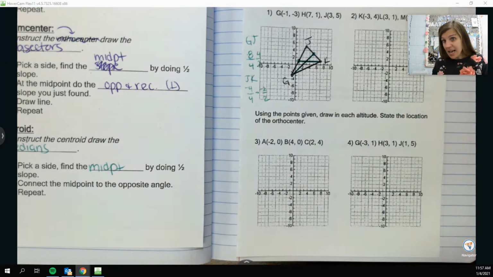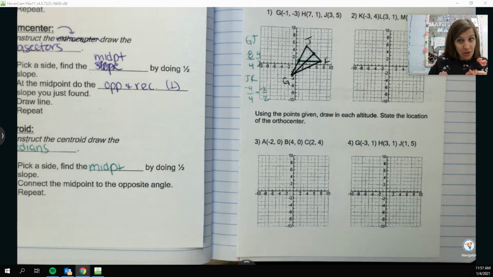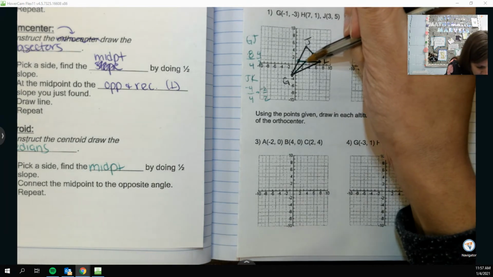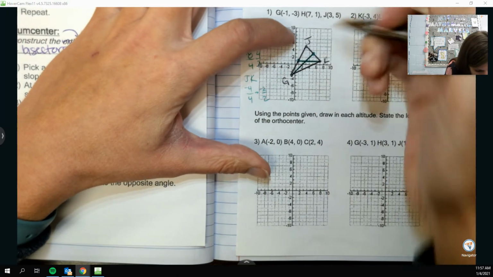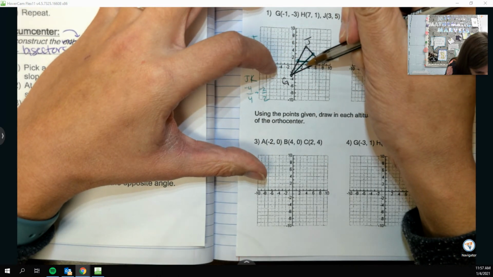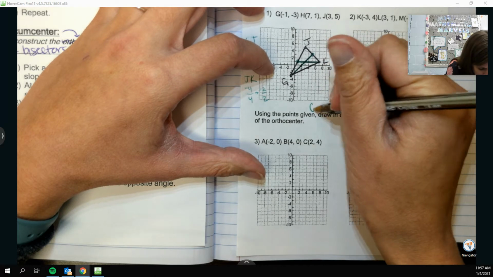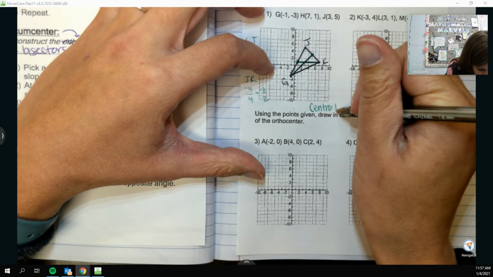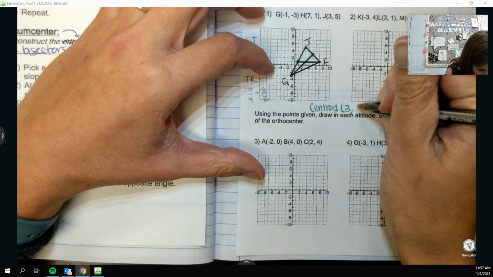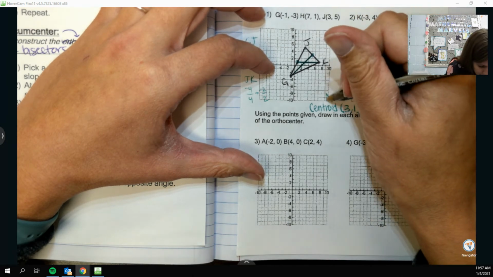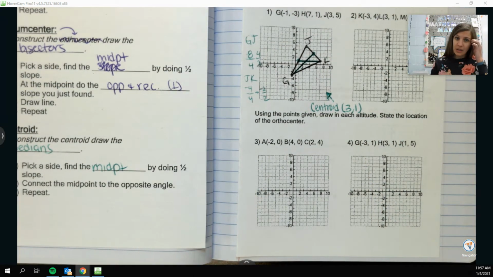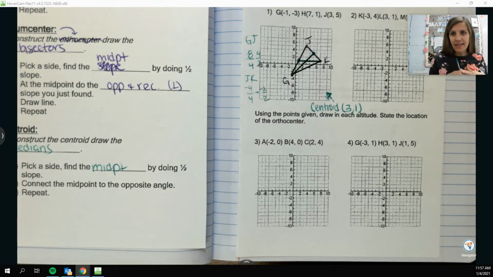Now, because I'm trying to find the centroid, that's a point. So I need to label where that point is. And it's right here where they crossed each other, which is located over 3 and up 1. So the centroid is at 3, 1 for that graph. So hopefully that kind of makes sense.